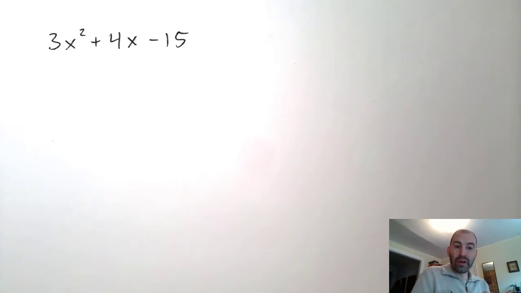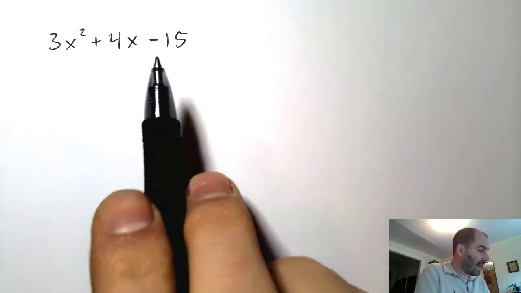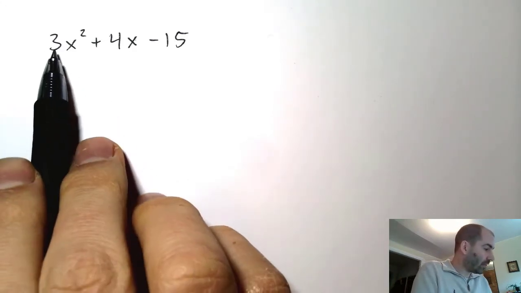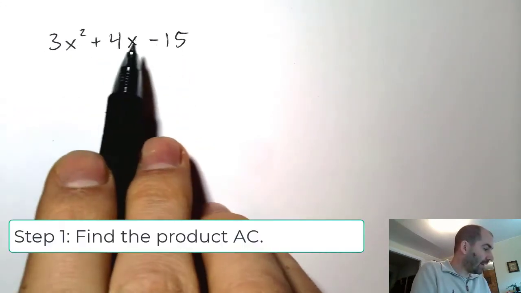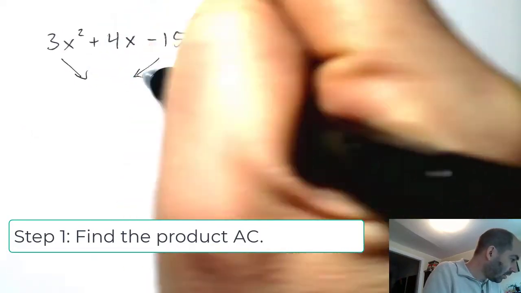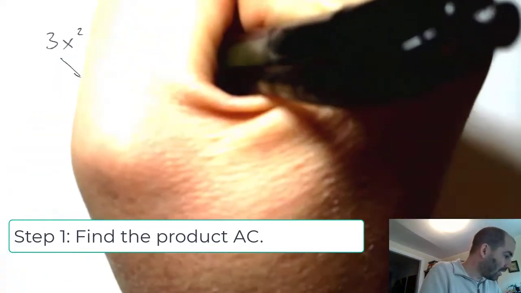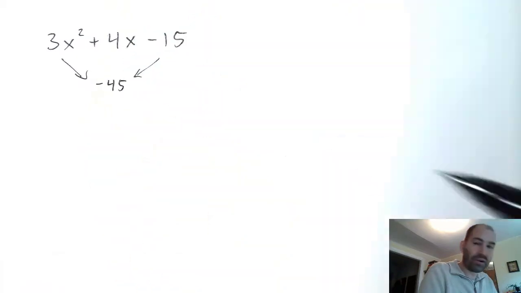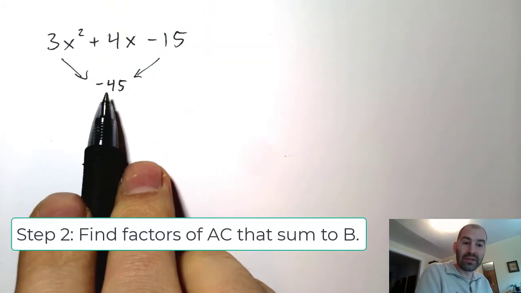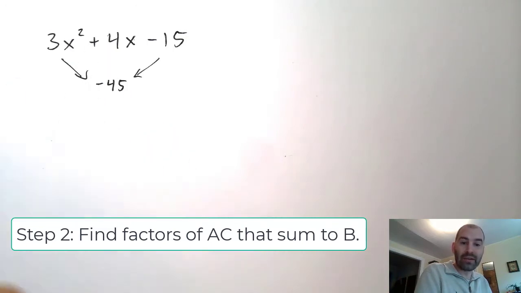All right, let's do another example. Now this one has a negative sign, so we're going to have to be a little bit careful here about the negatives, and we'll see where that comes up. But we're going to do this problem exactly the same way. We are going to first start by multiplying a times c. So if I multiply 3 times negative 15, I get negative 45. Now what I'm going to do is look for 2 factors of negative 45 that add to 4.